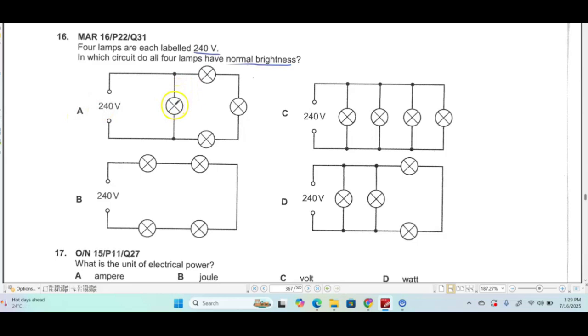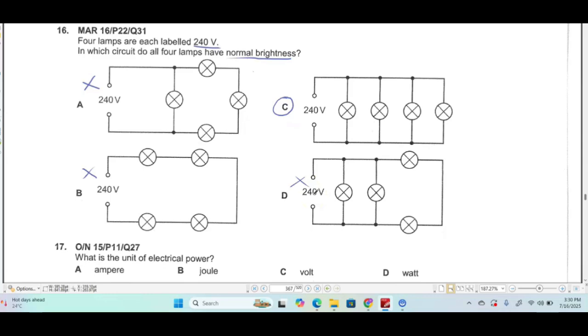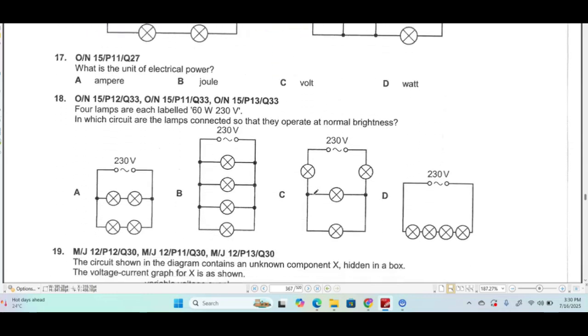one of the bulbs is connected parallel to three bulbs in a series. So they can't have a normal brightness. So A can't be it. Acha, option B may all the bulbs are connected in a series, so they can't have a normal brightness. Option C may all the bulbs are connected parallel to each other, so they will have a normal brightness. D option, maybe two bulbs are connected parallel to two in series, so this is also not going to have normal brightness. Okay, question number 17.